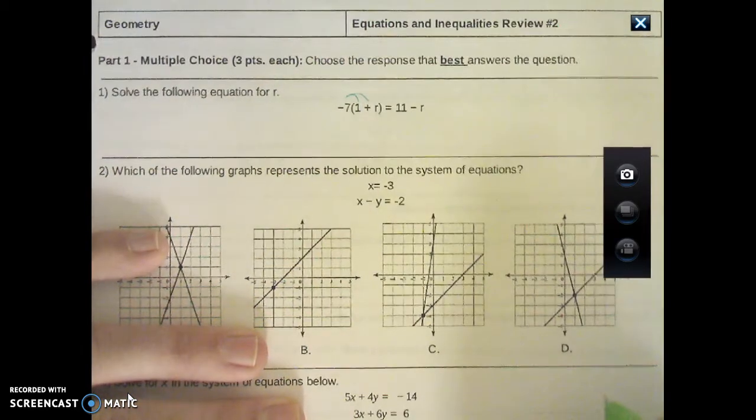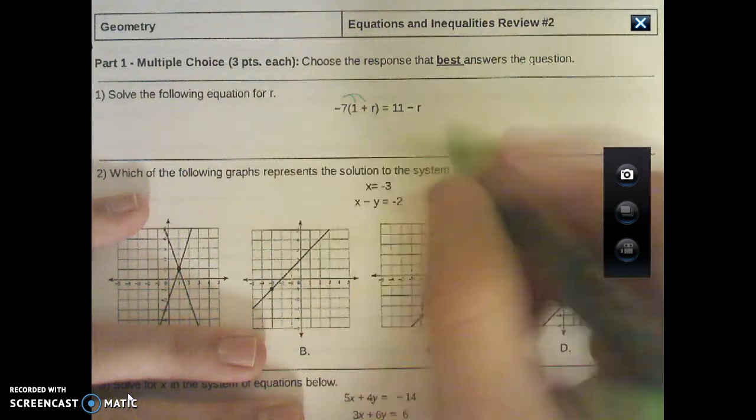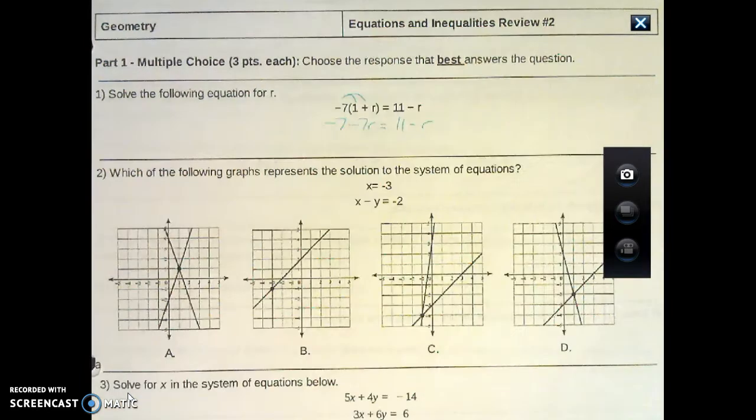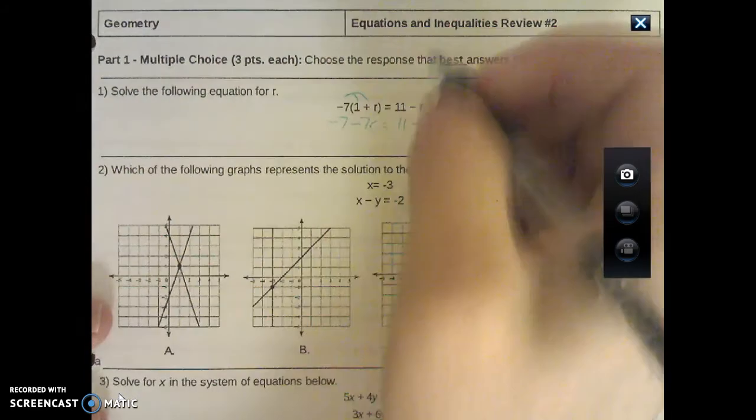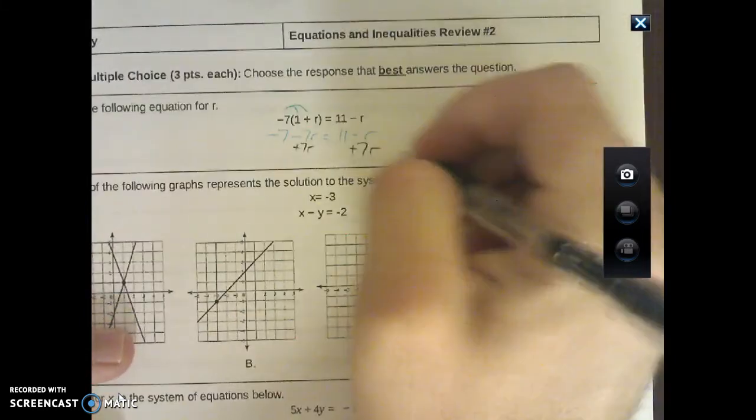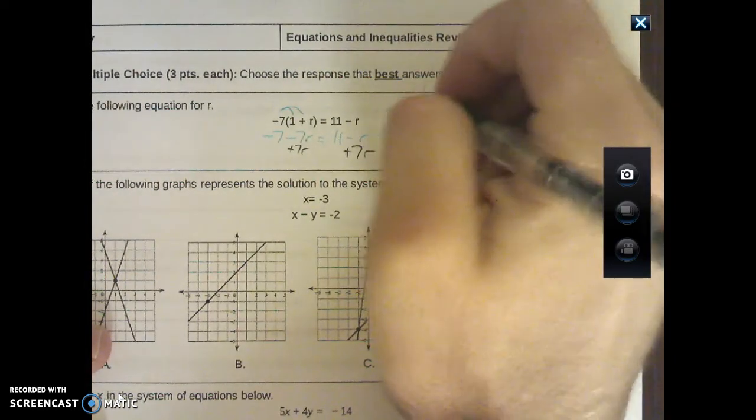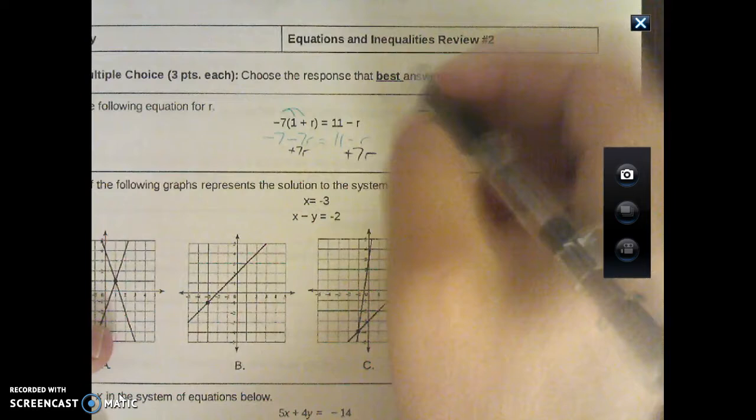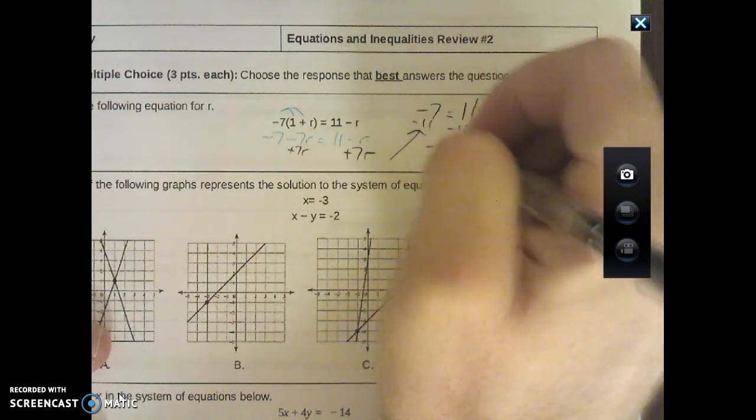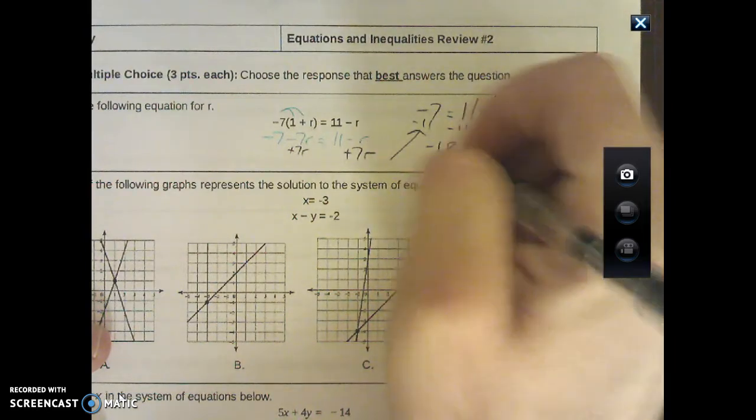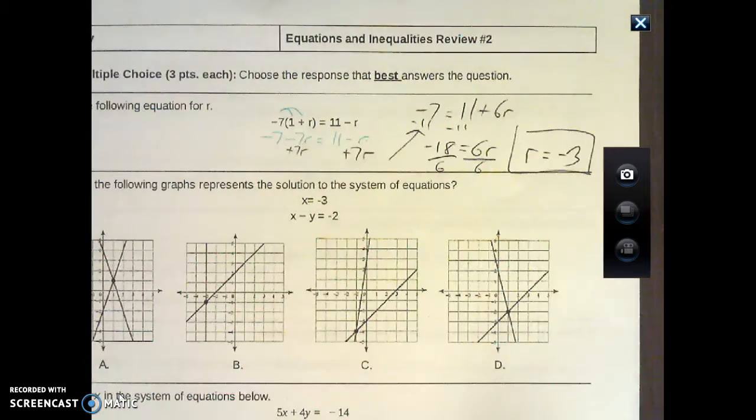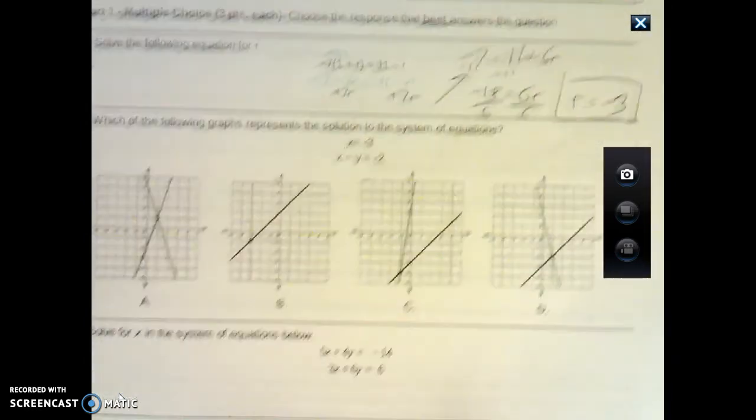For the first problem, again, we are distributing. I can get negative 7 minus 7r equals 11 minus r. Then I need to get all the r's on one side, so I'm going to add 7r to both sides. Sorry, I had to switch out pens because that one was too late. We got negative 7 equals 11. Negative r plus 7r is plus 6r. I can subtract 11 from both sides. Negative 18 equals 6r. Divide by 6. r equals negative 3. Good to go.